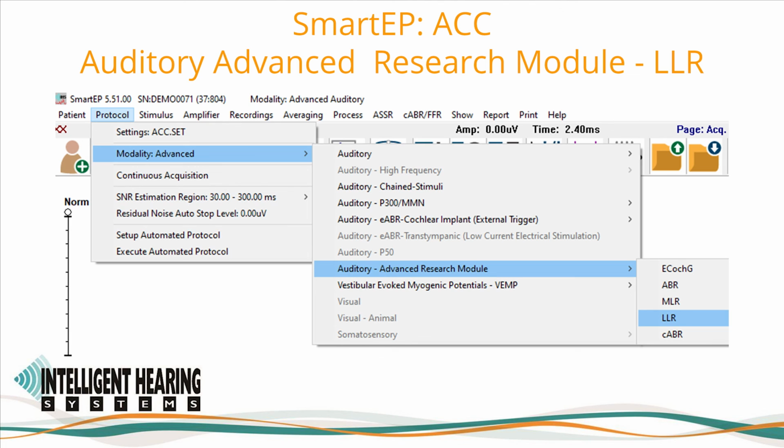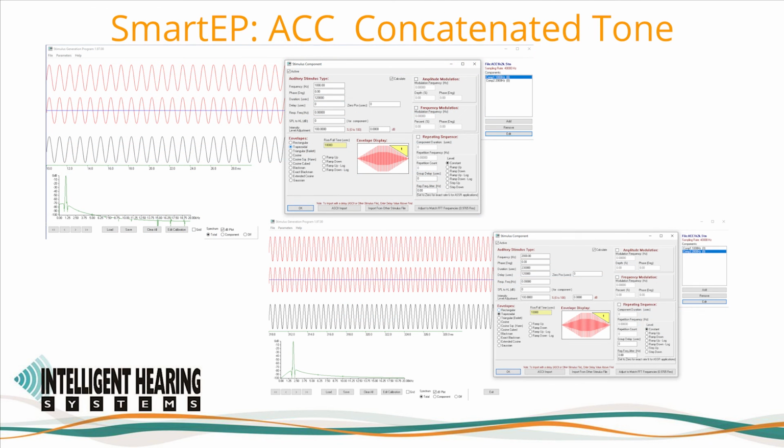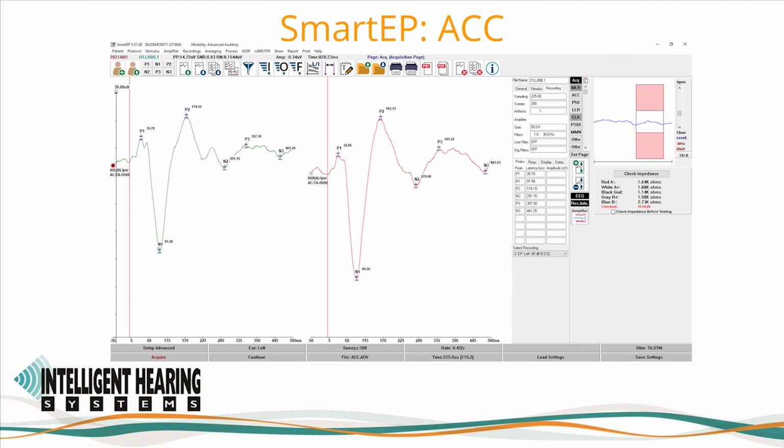You can also acquire ACCs using the Advanced Auditory Research Module LLR modality. Concatenated tones can be created using the IHS Stimulus Generation module. The concatenated tones can be loaded along with a speech token into the Advanced Auditory Research module as shown here. Here are the ACC responses for this type of setup.